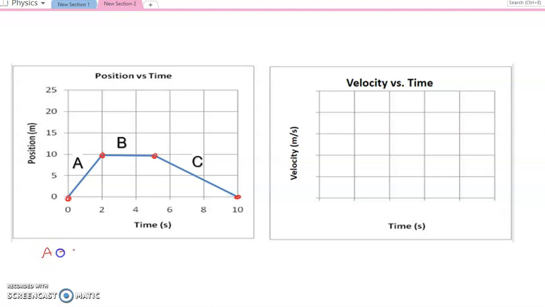So A, when I look at rise of A, I have a rise of 10 meters. My run of A is 2 seconds. So for A, I have a slope of 5 meters per second. For B, it's a flat line, so I have a slope of 0 meters per second. And for C, my slope is going down, so my rise is negative. I have a rise of negative 10 divided by, this is over the course of 5 seconds, so from 5 to 10. So I have a speed or a velocity here of negative 2 meters per second.